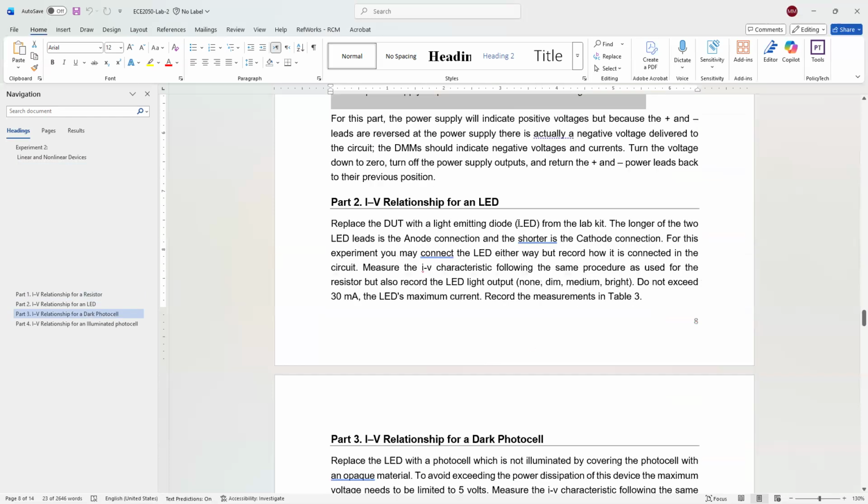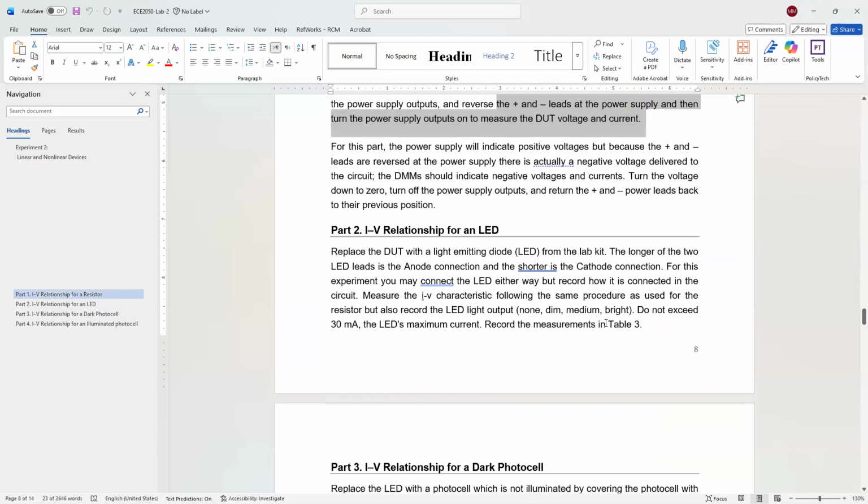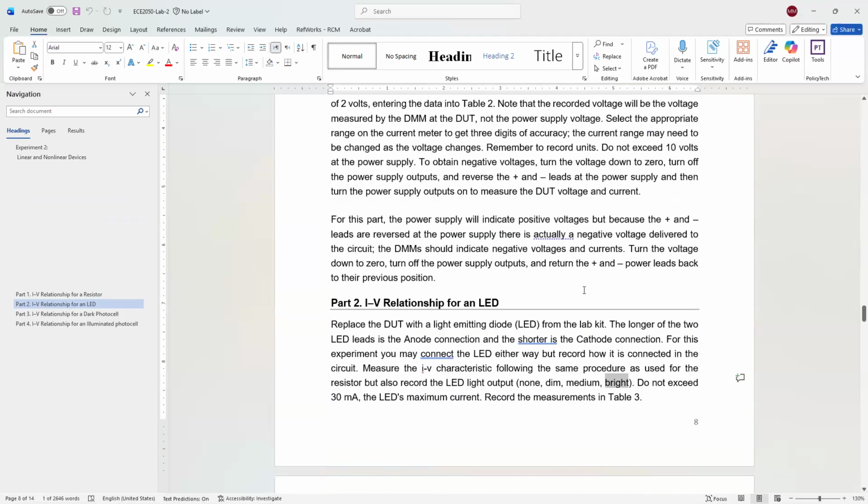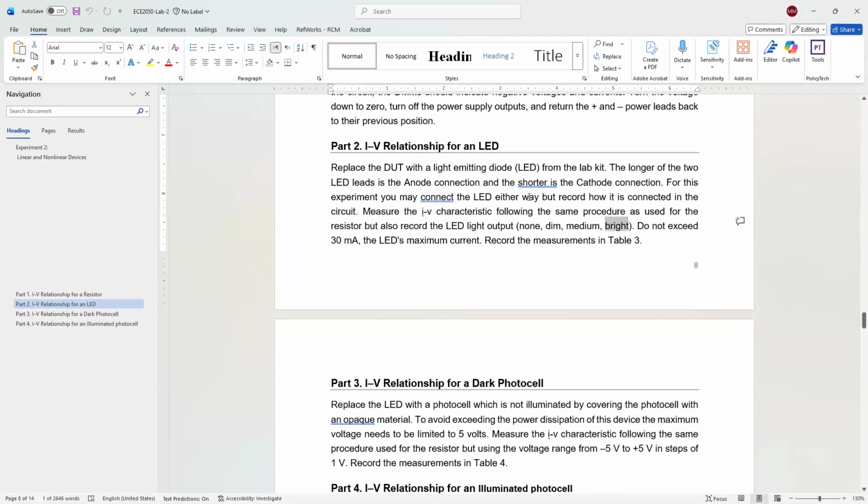Okay, now for the LED, it doesn't matter how you connect it, because we are going to do the same thing you did here. However, I'm telling you here, you also need to record if there is no light at all, or if it is dim, or medium, or bright. You should notice, as I told you, in one direction, because you are going to change something here.